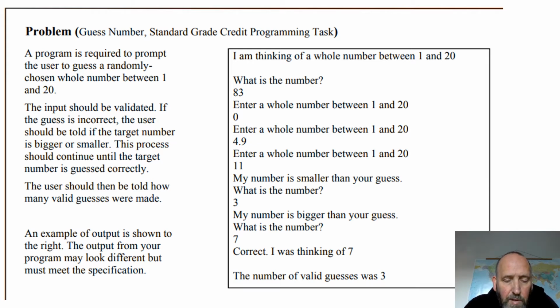And here's an example of a program that's been run. I'm thinking of a whole number between 1 and 20. What is it? 83? No, that's out of the range. Must be between 1 and 20. 0, must be a number between 1 and 20. 4.9, must be a number between 1 and 20. 11. Now, my number is smaller than your guess. What is the number? 3. My number is bigger than your guess. What is the number? 7. Correct. I was thinking of 7. And they made 3 valid guesses, 11, 3, and 7.